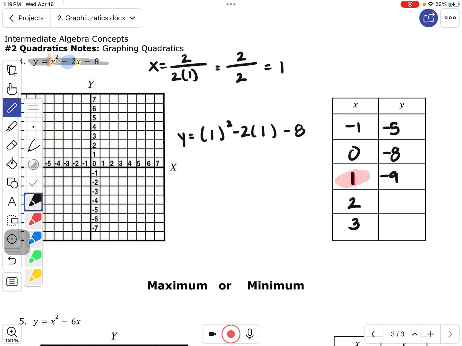Okay, and this is where you get to stop, because remember the rainbow, these two go together. So those are both going to be -5. And these two go together. So that other one's going to be a -8.